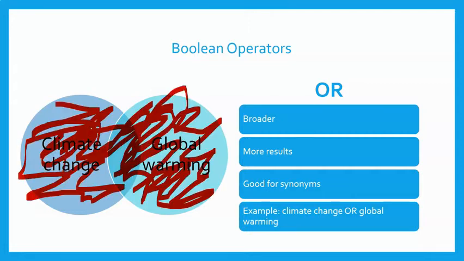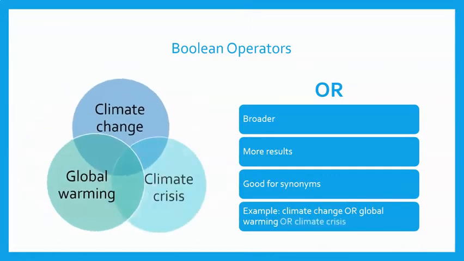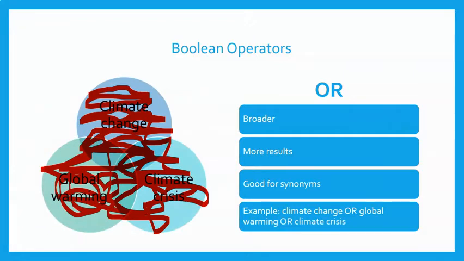So going back to my Venn diagram, I would get any article about climate change or any article about global warming, whether it has both of those terms in it or not. So everything in my Venn diagram. If I added another or, so if I wanted to say or climate crisis, I would get even more results because I'm getting anything in any of those three circles. So that's why I say be careful with or. It's easy to get overwhelmed with results when you're using that, but it definitely does come in handy.